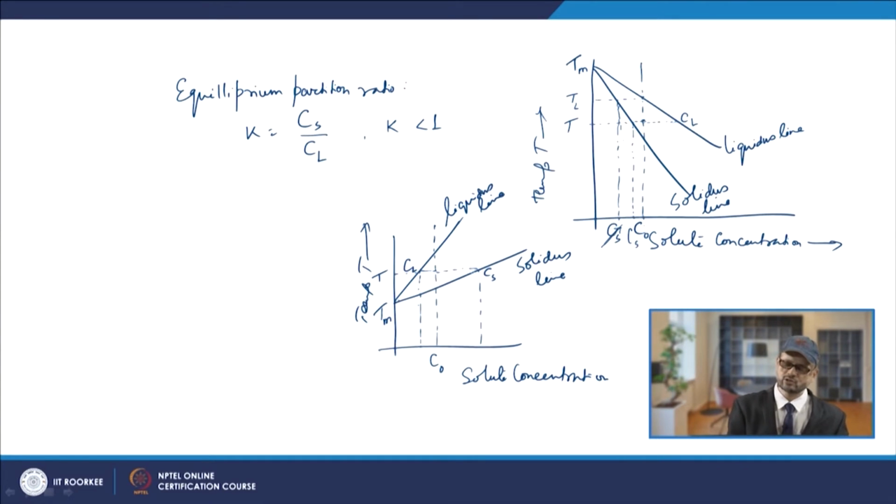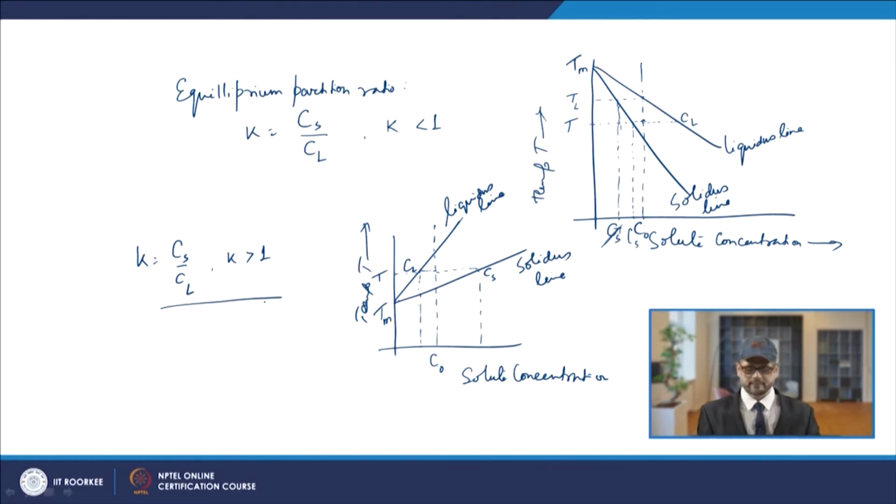As we come down, it continues to fall down in this case. So, as you decrease the temperature, this Cs value as well as Cl value will both be decreasing with time. Whereas in this case Cs and Cl both increase with time. But if you talk about the equilibrium partition ratio Cs by Cl, in this case K is more than 1.